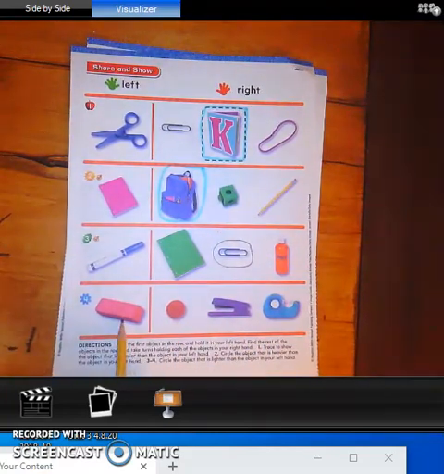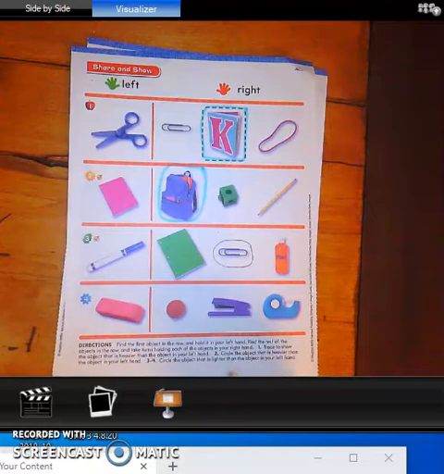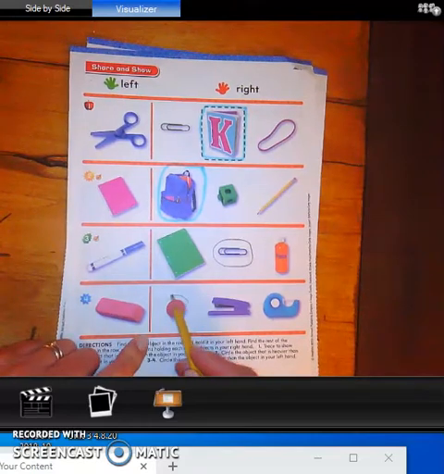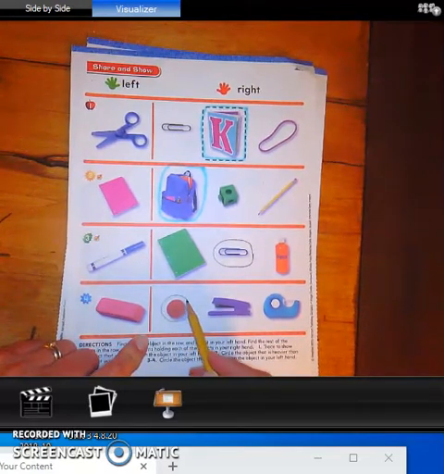And then number 4, we have an eraser. And the object that is lighter than an eraser, we have one of those little counters, a red counter, a stapler, or a roll of tape. The object that's lighter than an eraser is a counter. All right.